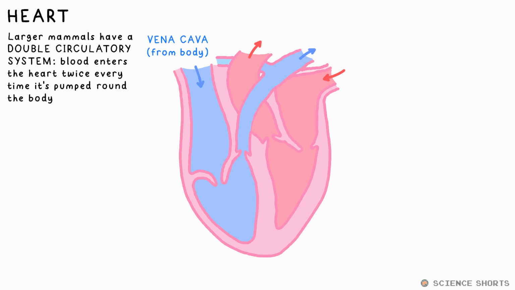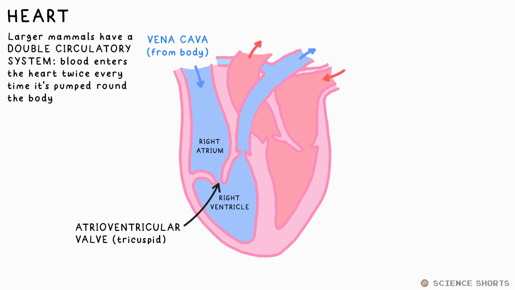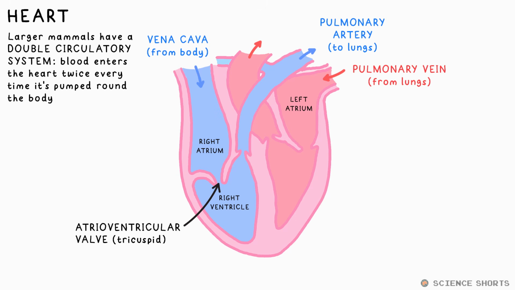Deoxygenated blood enters through the vena cava into the right atrium, through the atrioventricular valve, which is tricuspid, 3-flapped, to the right ventricle, where it's then pumped through the pulmonary artery to the lungs. Oxygen is attached to the red blood cells, and the blood returns to the heart through the pulmonary vein into the left atrium, through the left atrioventricular valve, also known as the mitral valve, which is bicuspid, to the left ventricle, then to the body through the main artery, the aorta.